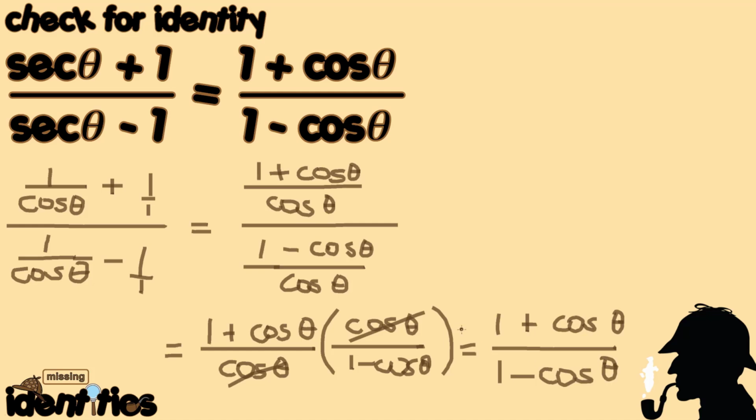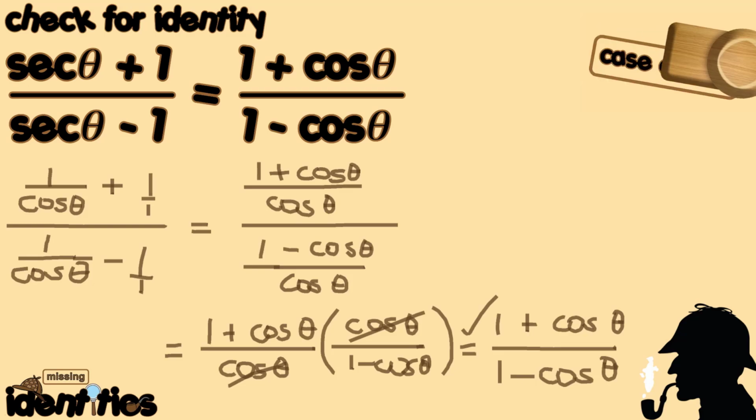As you can see, this is equal to the original right-hand side of this equation. Hence, we have now verified the identity that the ratio of secant theta plus 1 and secant theta minus 1 is equal to the ratio of 1 plus cosine theta and 1 minus cosine theta. This case for verifying identity is now closed.